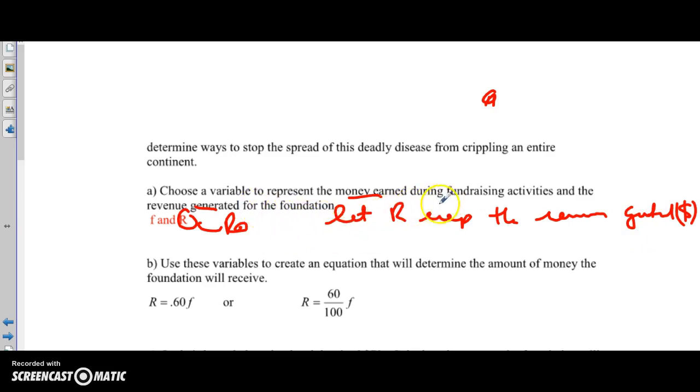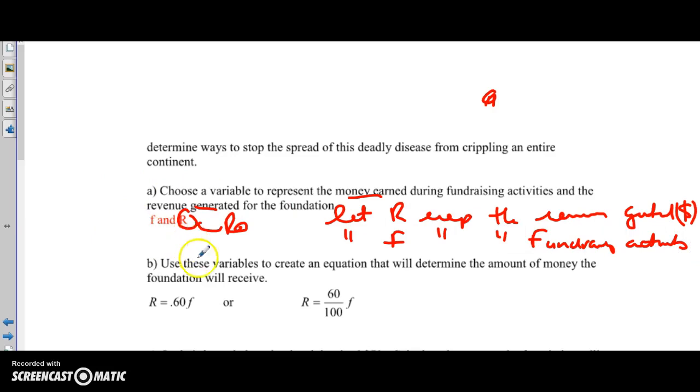And then F, what's F going to be? Let F, and we can do this too. People like this. Let, little jot marks here, F represent. So this dot mark means let is here. R is replaced with F. Represent, I still have represent the. So let F represent the fundraising activities.